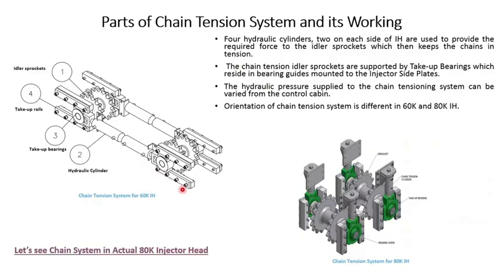The orientation of the chain tension system is different in the 60K injector head and the 80K injector head. In the 60K injector head, it is in a horizontal position as shown in the previous diagram, and in the 80K injector head it is in a vertical position.